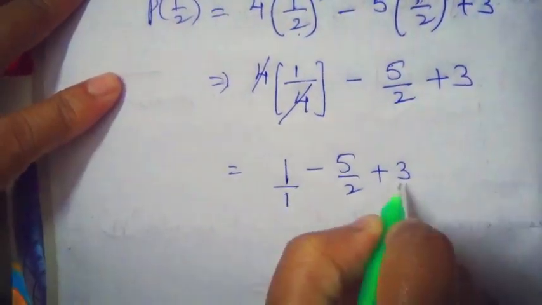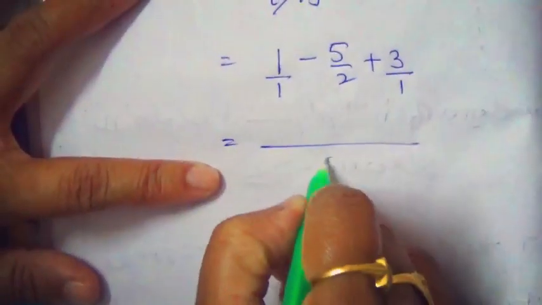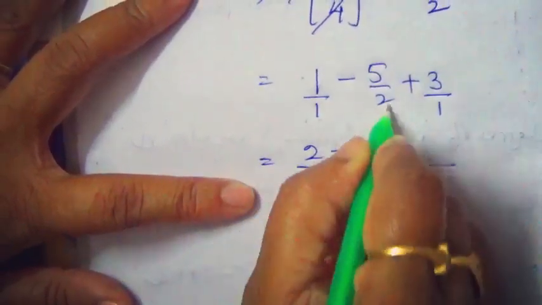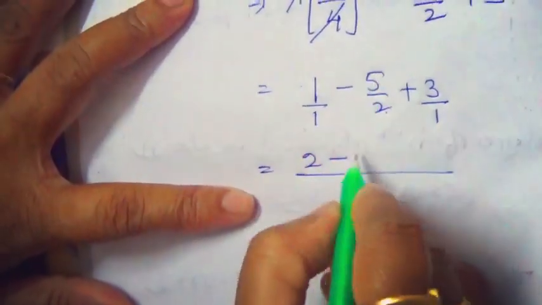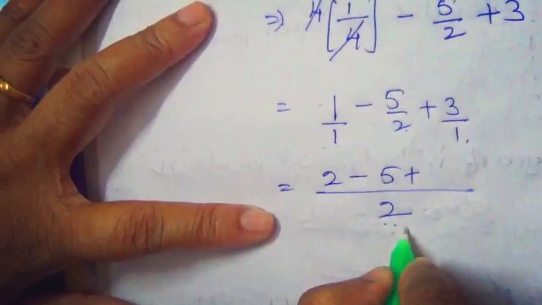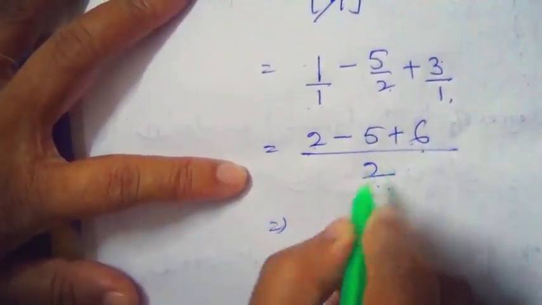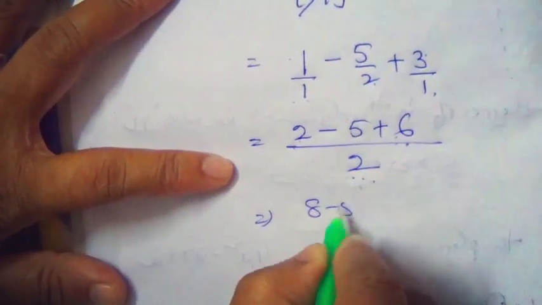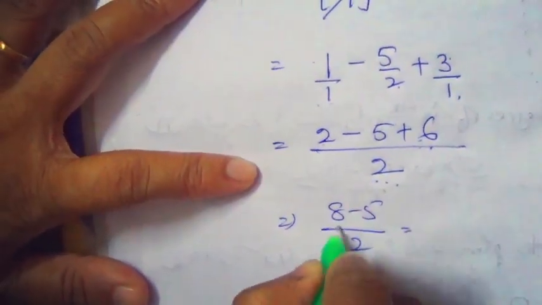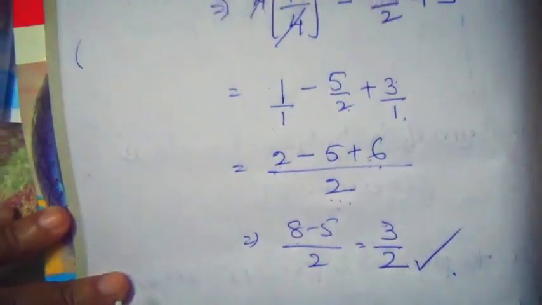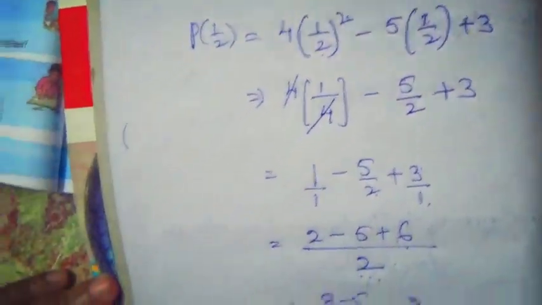You just take the denominators of these and do the LCM. In one table 2 times, 2 ones 2; minus, in 2 table 1, 5 is 5; plus, in one table 2 times, 2 threes 6. These two are positive numbers, so 2 plus 6 is 8, minus 5 by 2. That is equal to 8 minus 5, 3 by 2. Here is the value of p of 1 by 2. Here we finished the first Roman.